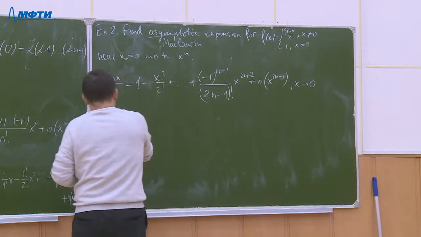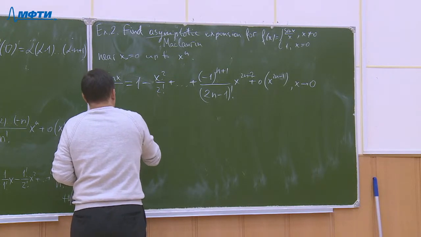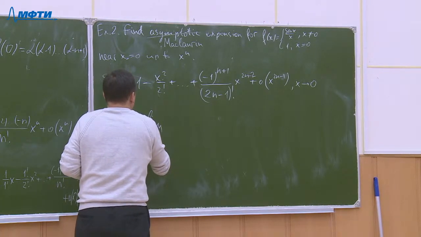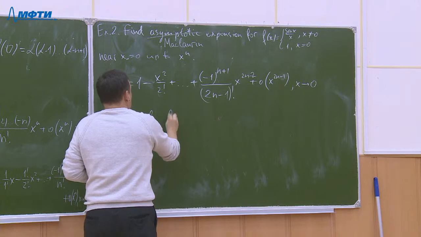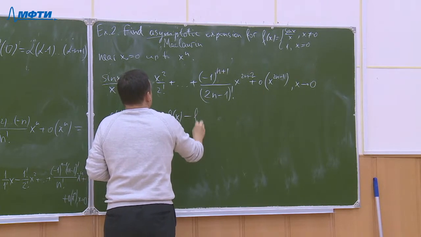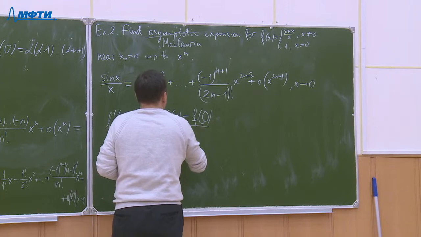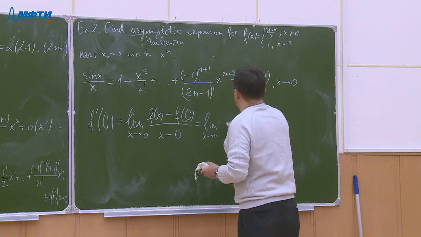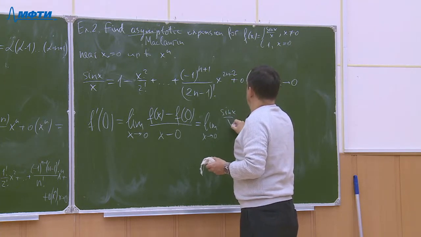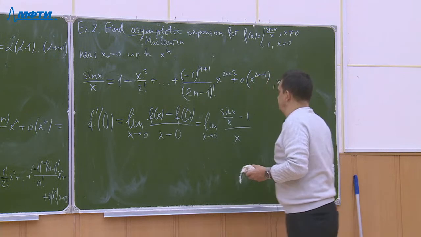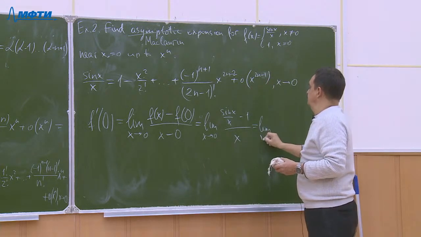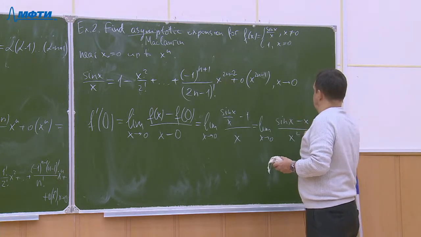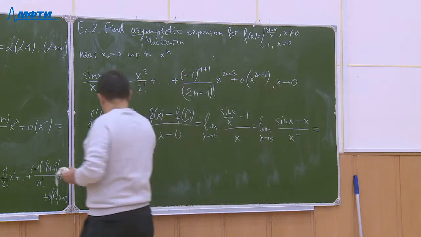So, for example, for f prime at 0, how do we proceed? Just by definition, the only way. The limit as x tends to 0 of f of x minus f at 0 over x minus 0. It gives the limit as x tends to 0 of sine x over x minus 1 over x, that is, the limit as x tends to 0 of sine x minus x over x squared. We can use L'Hopital's rule.